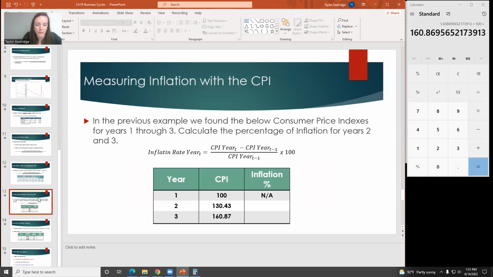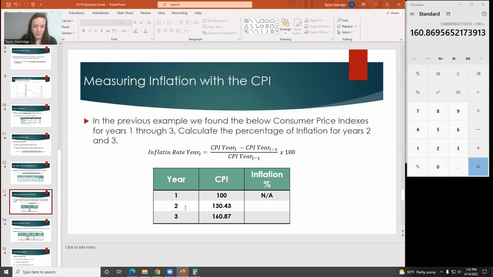So now if we go on to the next slide, how do we calculate inflation based on this? Well, inflation is basically going to be a rate change calculation based on the CPI. So the inflation rate in a given year is going to be the value of CPI in that year, minus the value of CPI the year before, divided by CPI from the year before, times 100. So in year one, it's not applicable. This is our base year.